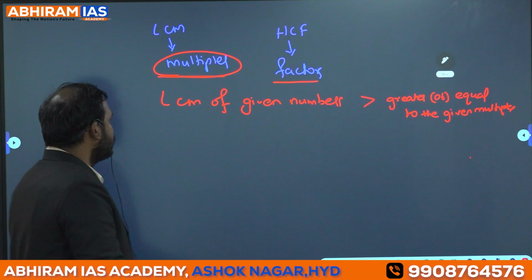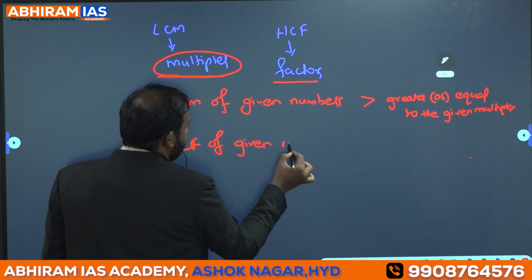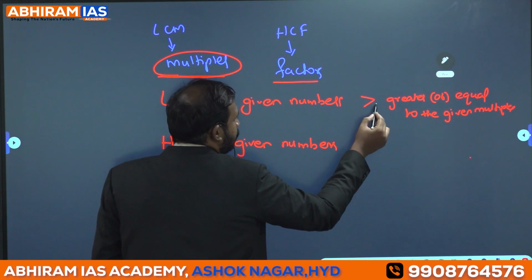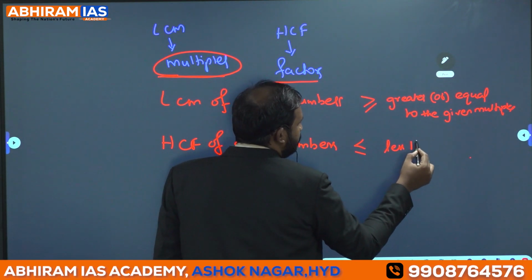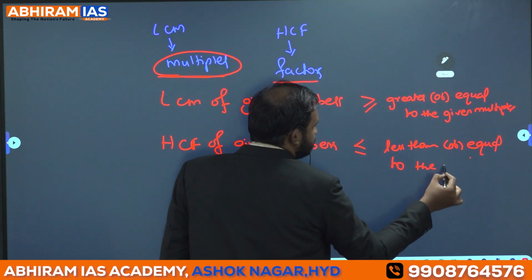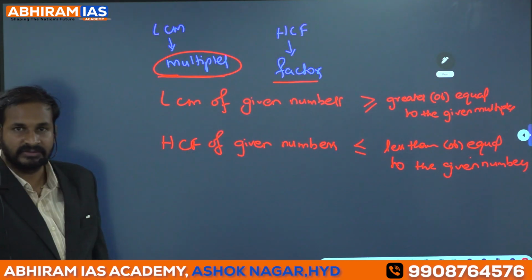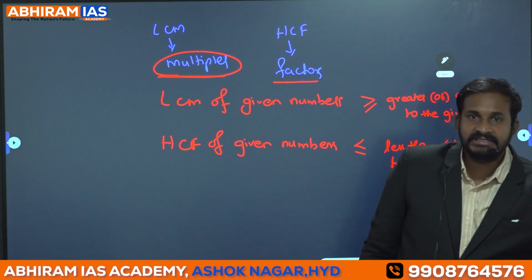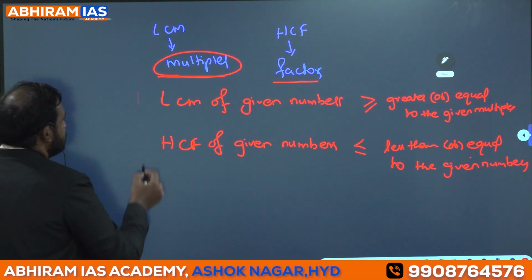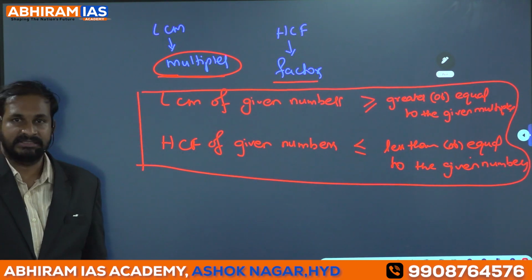Okay, when it comes to HCF, HCF of given numbers will be always less than or equal to the given numbers. So when it comes to LCM, it will be always greater than or equal to the given numbers, and when it comes to HCF, this will be always less than or equal to the given numbers. So based on that, we are going to solve our problems. Okay. Now this area is very, very important for us. Why? Because there is a chance of asking these things as statements.